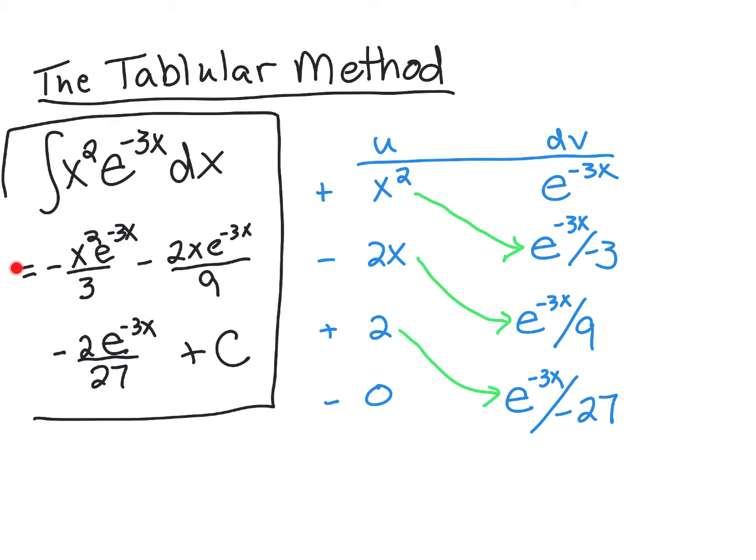And again, I can factor out a minus e to the minus 3x and the common denominator 27 and write it as a single product. But the tabular method's pretty cool. Remember, you have to have an algebraic term times some other transcendental function.